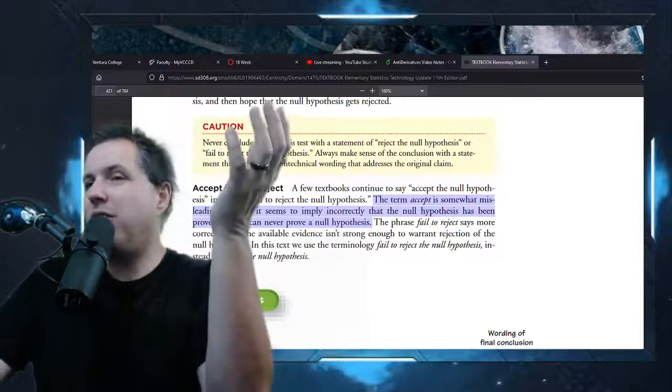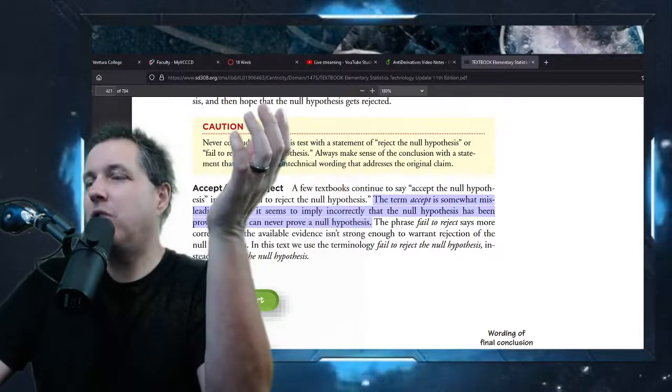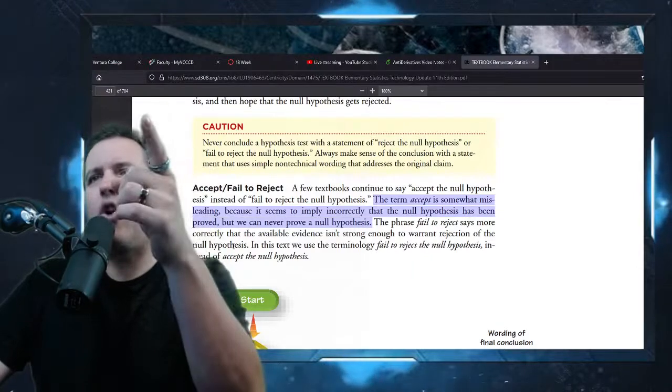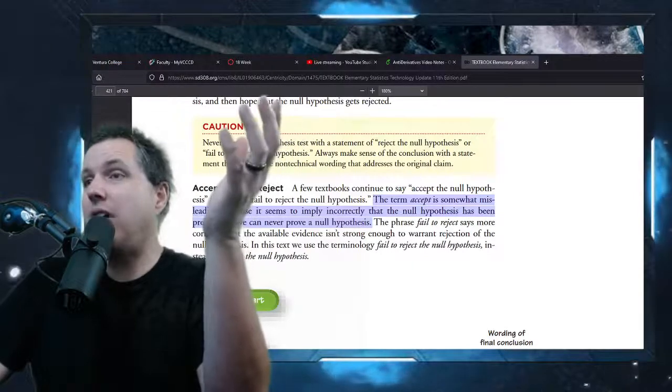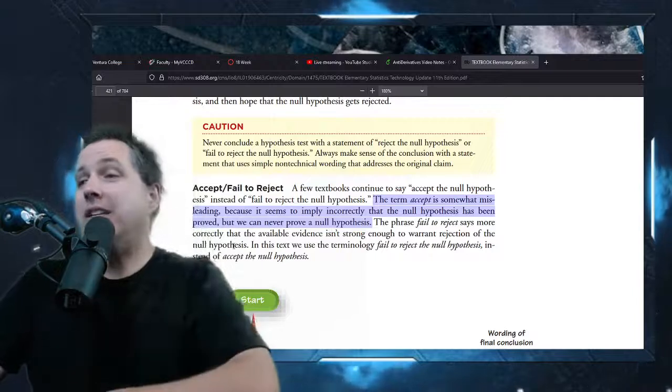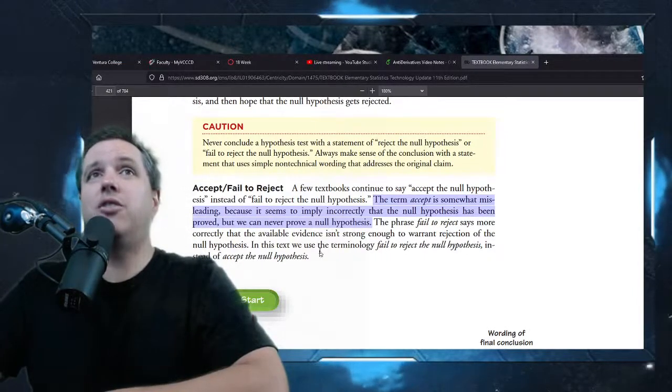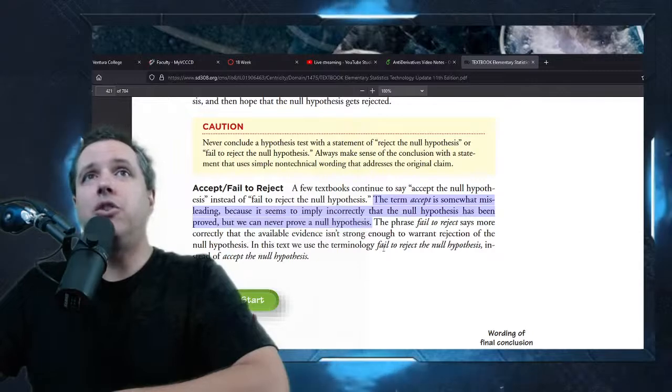It just means you don't have enough evidence to call someone out and say, I think you're lying here, or I think you're wrong. You don't have enough evidence to do that. But it doesn't mean that that thing is true, just that you lack the evidence to call them out. In this text, we use the terminology fail to reject the null hypothesis.